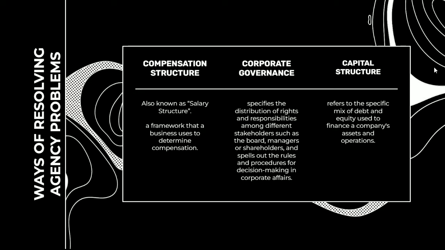Corporate governance. It specifies the distribution of rights and responsibilities among different stakeholders, such as the board, managers, or shareholders, and spells out the rules and processes for decision making in corporate affairs. Capital structure. It refers to the specific mix of debt and equity used to finance a company's assets and operations. The root of agency problem is the imperfect alignment of the principals' and agents' interests.